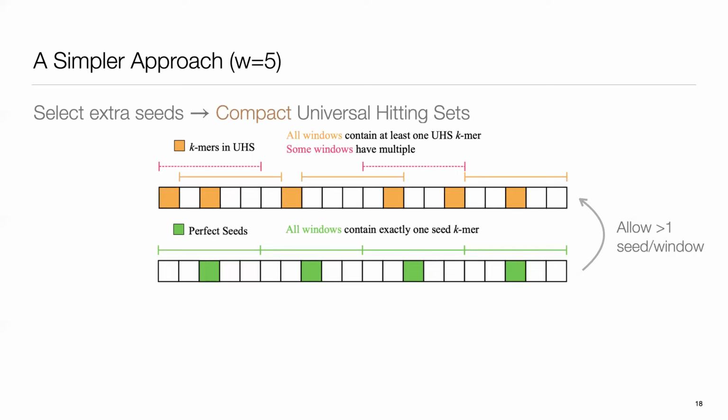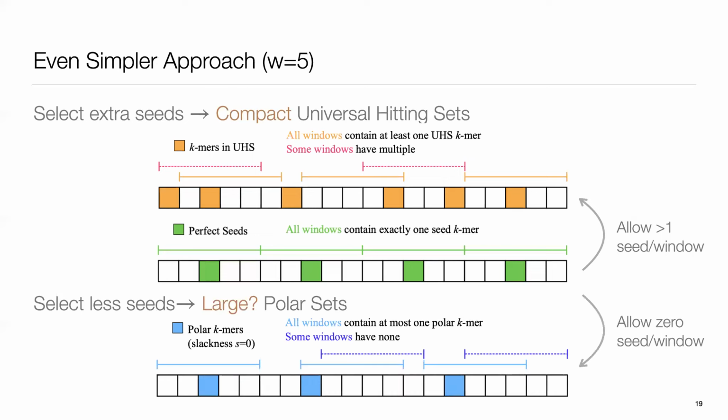But what we are trying to do here is to not go down the same route, but rather go the opposite route, which is we relax the condition for a set of perfect Cs the other way, where we allow some windows to have no Cs at all, but each window still needs to contain at most one C. We call the resulting concept a polar set.